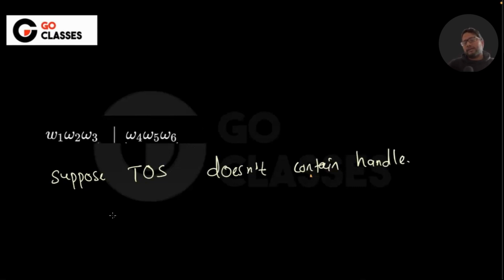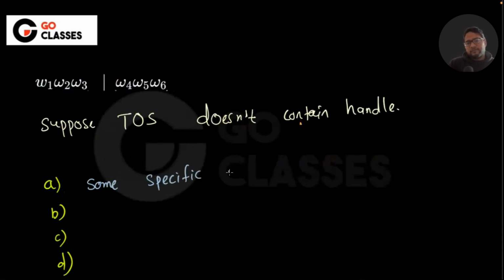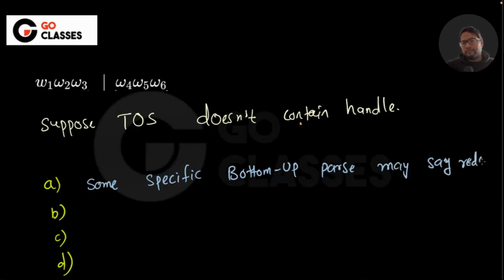Suppose the top of the stack doesn't contain the handle. In this case, what are the options the parser can give me? Now tell me, is this true? A, B, C, D. Some specific bottom-up parser, or some bad parser, may say reduce, let's suppose A to W3. Can this happen?